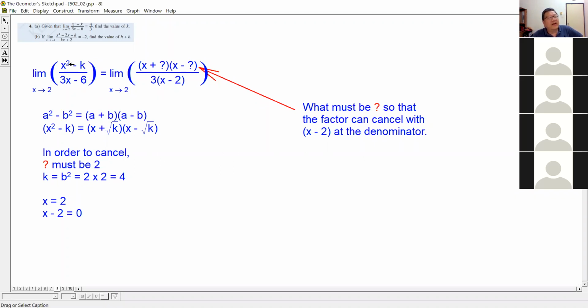Now why do I want to factorize this? So that I can cancel away the factor at the bottom here, so that as x approaches 2, I won't get infinity. Once I cancel away the factor x minus 2 with one of the factors at the numerator, then even if x approaches 2, there will be a limit. Does that enlighten you a little bit, or you want to ask some more? Anyone else?